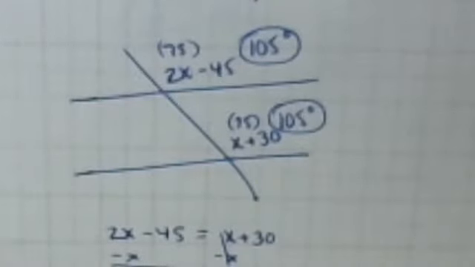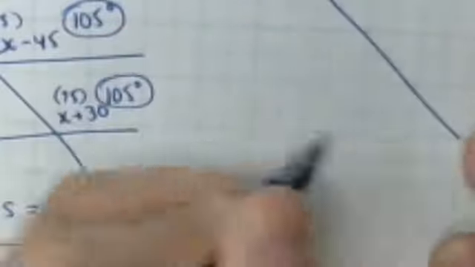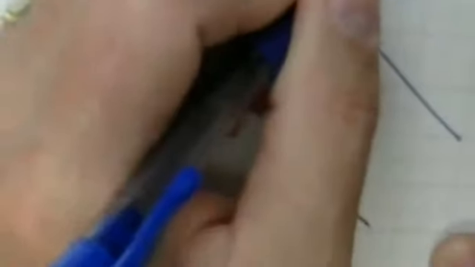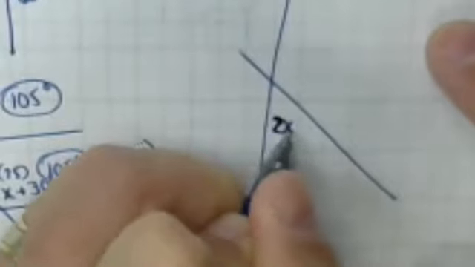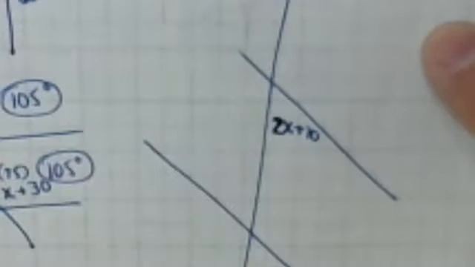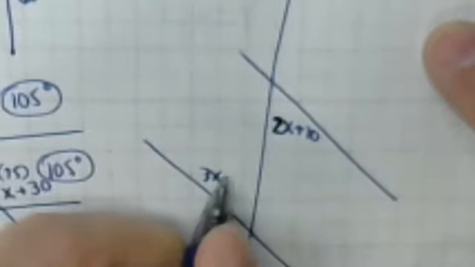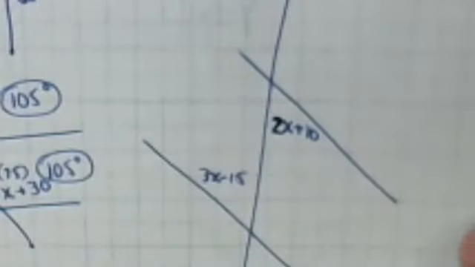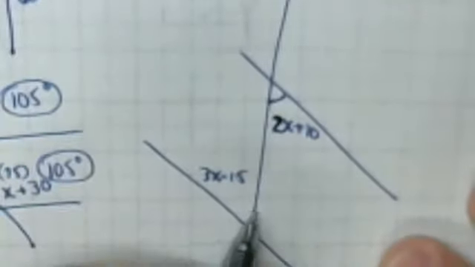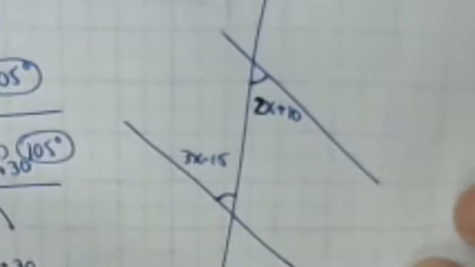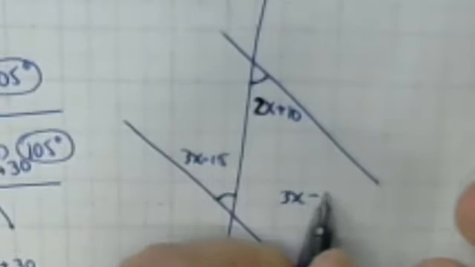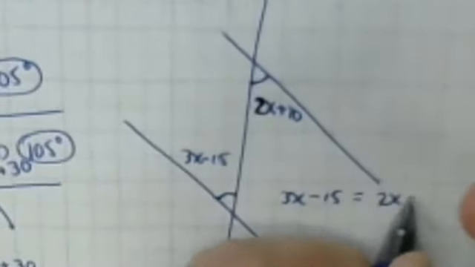Now, moving on to my next example. Suppose we have these parallel lines cut by transversal. Here I'm going to tell you that this angle is 2x plus 10, and this angle is 3x minus 15. So again, we're looking at this angle and this angle. Hopefully you can see those are alternate interior angles, and again we know that alternate interior angles are congruent.